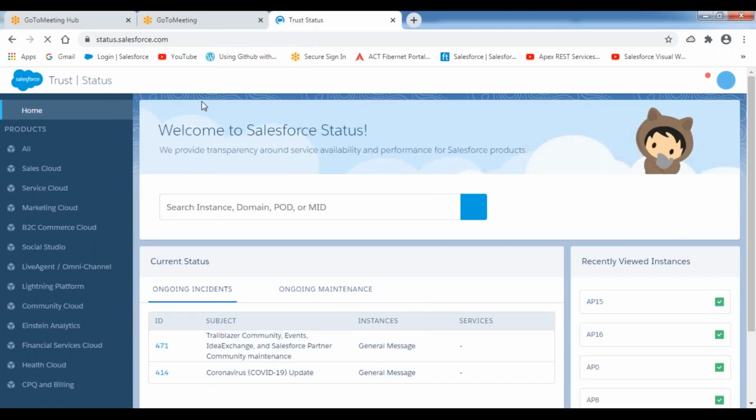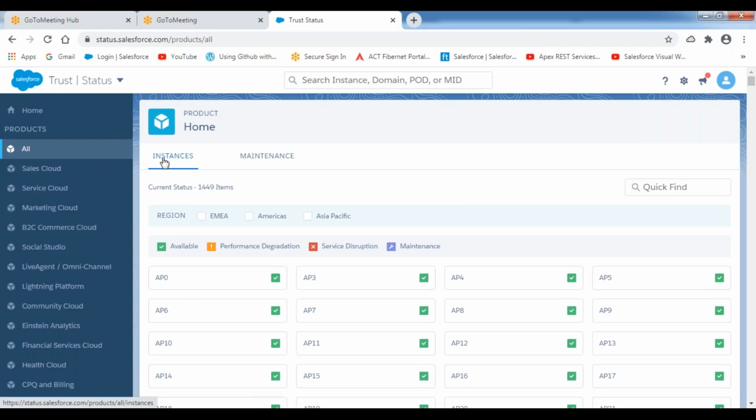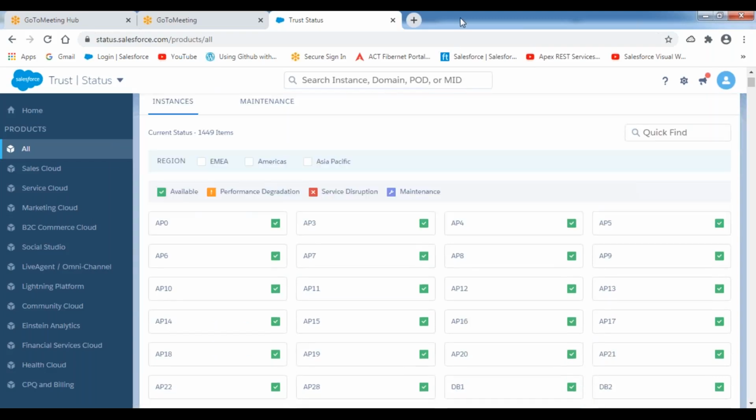Now let's see. Use that website status.salesforce.com. Now click on All, I want to see all the servers' information. So click on All in the left panel. Once you click on All, the servers' information for all the regions will be visible to you. It is populating the instances, nothing but server instances. Now it is indicating the regions information. So what are the regions there?